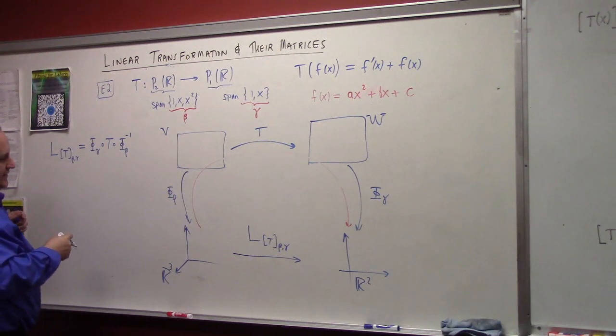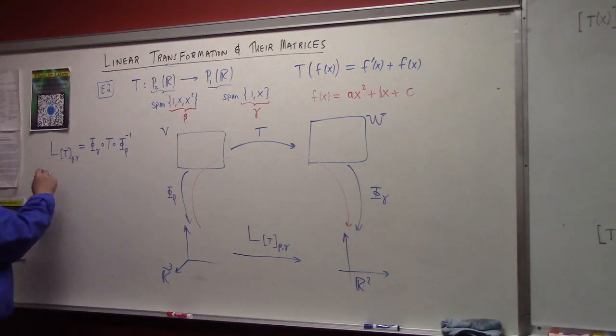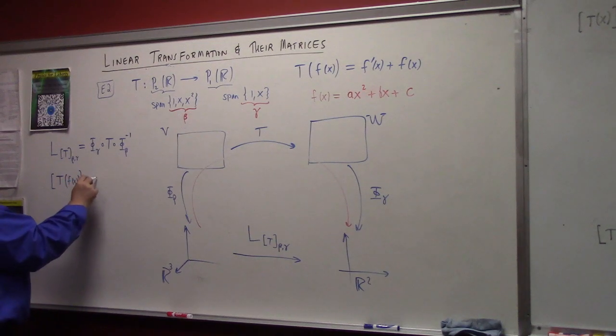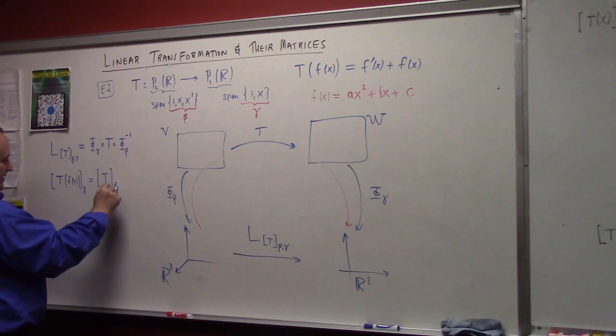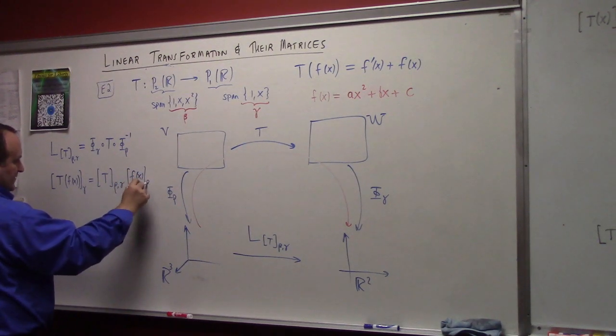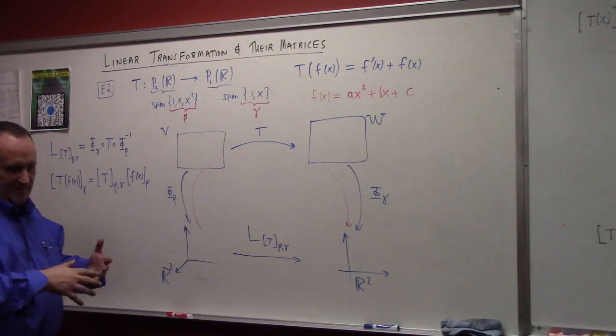Another way I could write it, but oftentimes it's more convenient to look at it this way. Really what's going on is that the matrix of T of f of x with respect to the gamma basis should be equal to the matrix of T beta gamma times the coordinate vector of f of x with respect to the beta basis, right? That actually is oftentimes how I calculate the matrix. Let me finish this thought, okay?